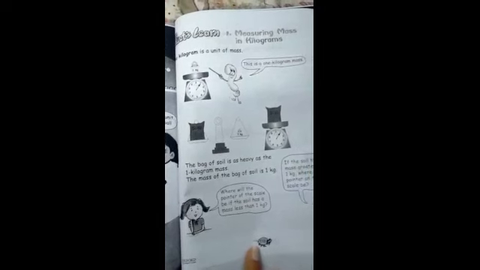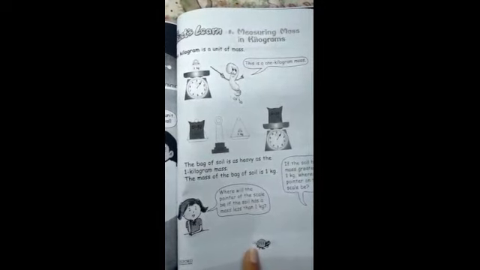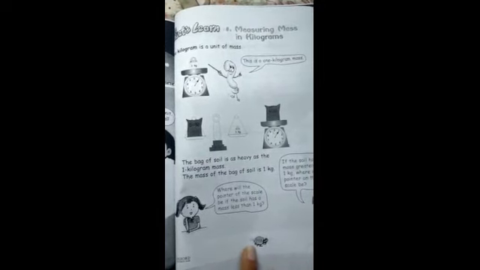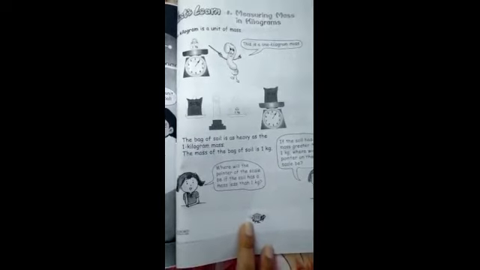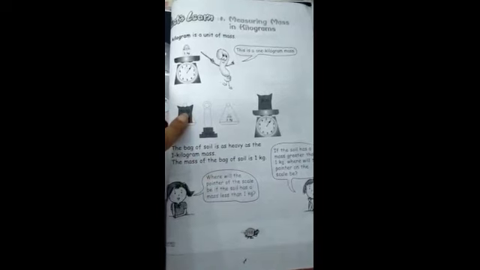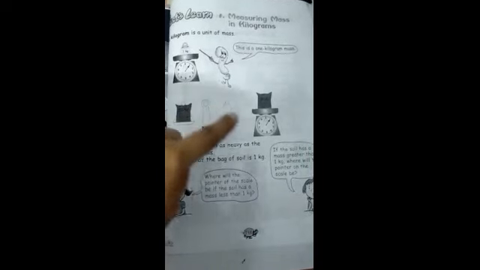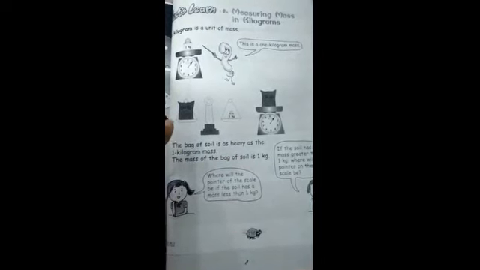Measuring mass in kilograms. The kilogram is a unit of mass. This is a 1 kilogram mass. There is a packet of soil. They have put that soil on the weighing machine, and the weight of this soil packet is 1 kg. Okay, the mass of the bag of soil is 1 kg.